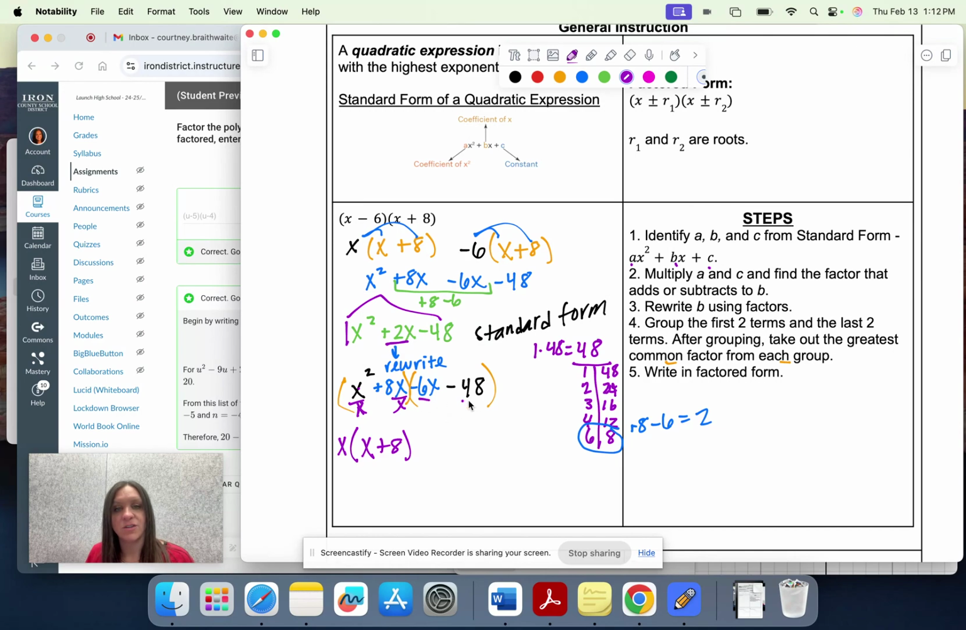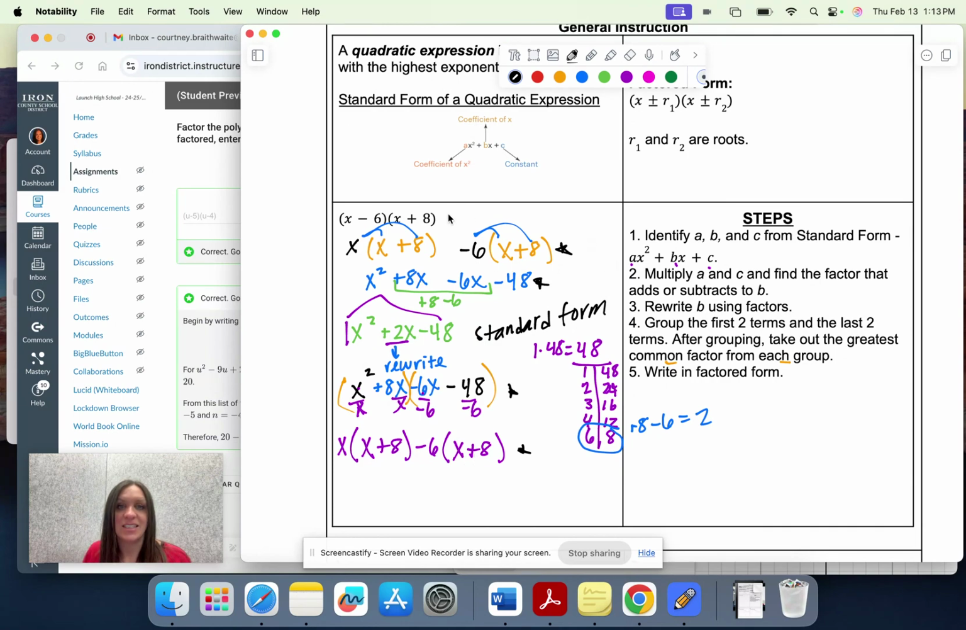On the second group, 6 and 48 both divide by 6, but whenever this leading number is negative, we divide by negative. So I'm going to divide both of those by negative 6. And my leftover is x plus 8. Does this look familiar? Look, this step lines up with this step. This step lines up with this step.